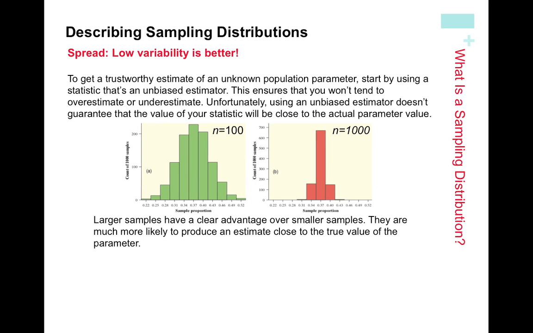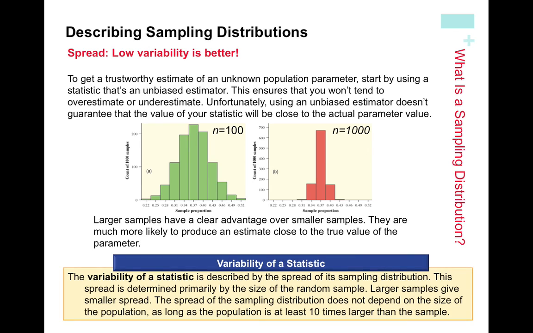We also talked about that if you have a larger sample, you're likely to have less spread, so you're more likely to hit that target because you're not quite as spread out. So the variability of a statistic: variability is just another word for spread. It's described by the spread of its sampling distribution. The spread is determined primarily by the size of the random sample, so larger samples give smaller spread. The spread of the sampling distribution does not depend on the size of the population, as long as the population is at least 10 times larger than the sample. So it goes back to that rule that we had before.